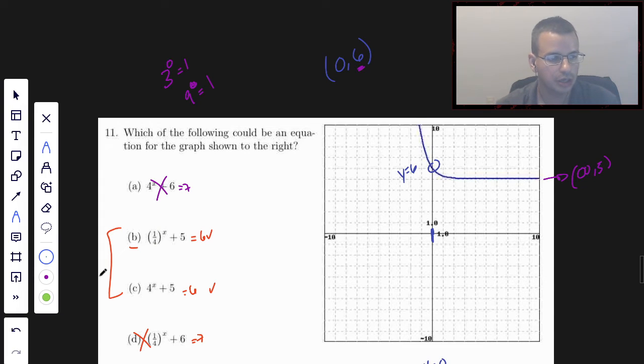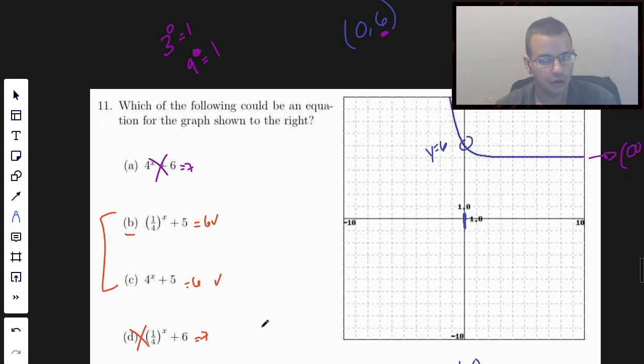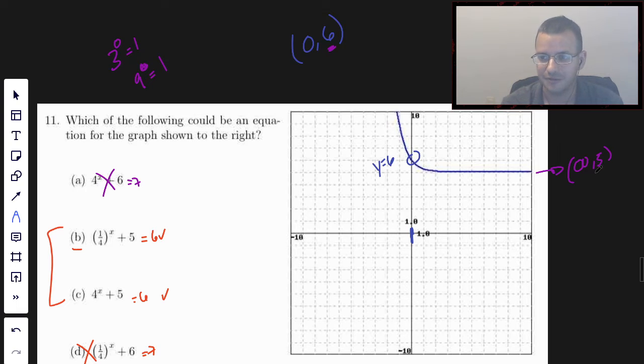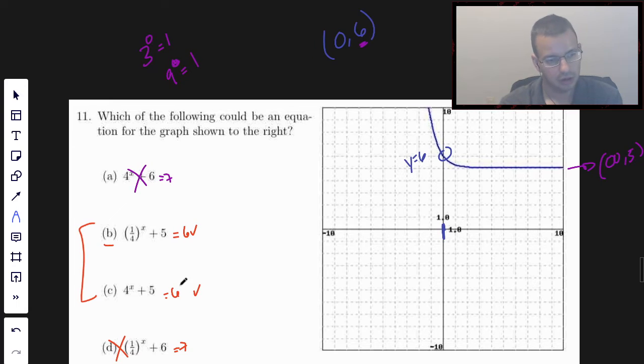So from here, we're going to use the other point we had, infinity. When we plug in infinity, we're supposed to get 5. So 4 to the infinity is going to be infinity, because like 2 to the infinity, it's going to keep getting bigger and bigger and bigger. So infinity plus 5 is basically infinity, which doesn't work because we're supposed to get 5.